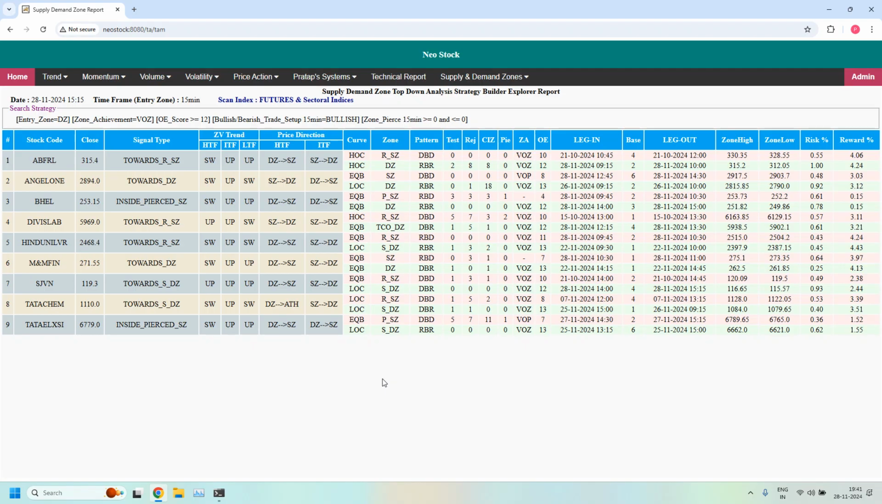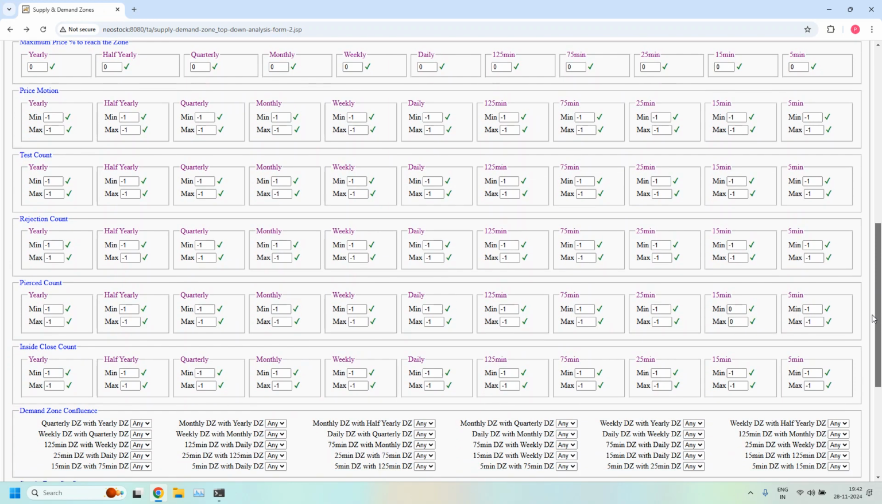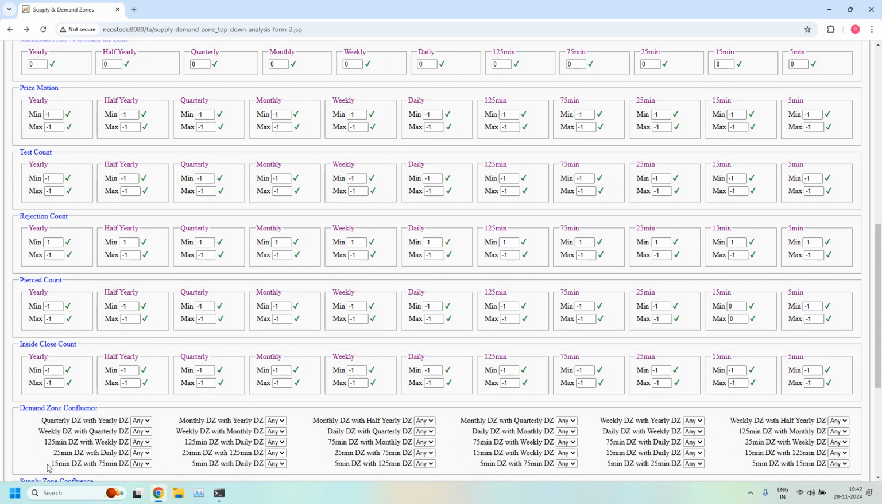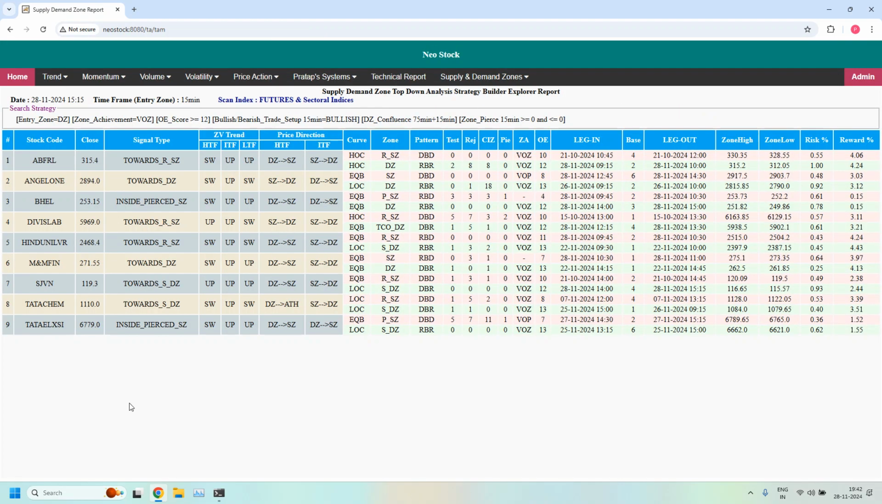So for that, the first filter is based on LTF and ITF demand zone confluence. That is nothing but 15 minutes demand zone with 75 minutes demand zone confluence. I have enabled the filter. With this filter, we got 9 stocks.